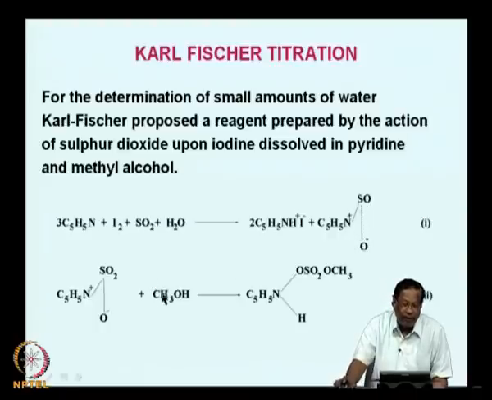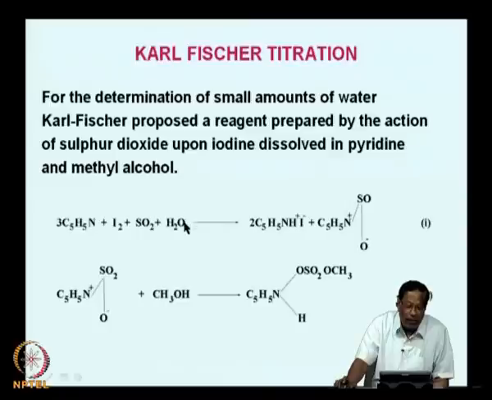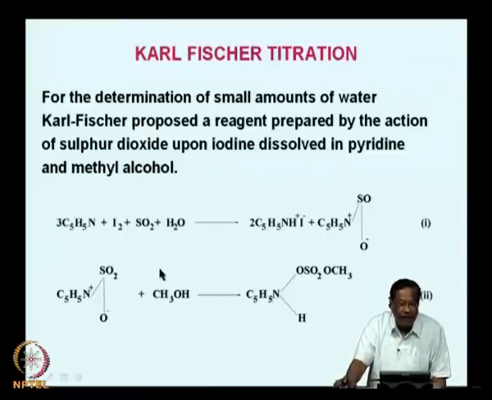complex, C5H5N+ with SO2 joined here to nitrogen, SOO-. And if I add methyl alcohol, because the reaction is with methyl alcohol also, the methyl alcohol will react with this charge on the oxygen, forming OSO2OCH3. That means we ensure that only one molecule of water is reacting in this whole system, and we prevent the reaction with another molecule of water by having methyl alcohol. Methyl alcohol binds to this position and then it produces an ester.